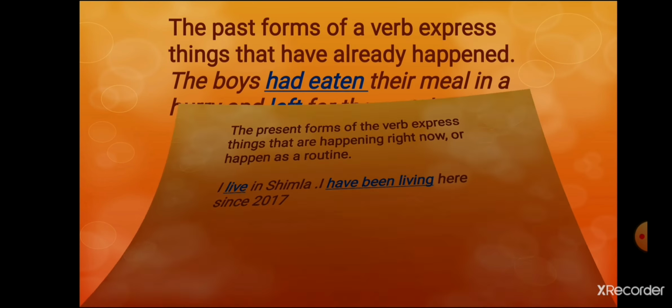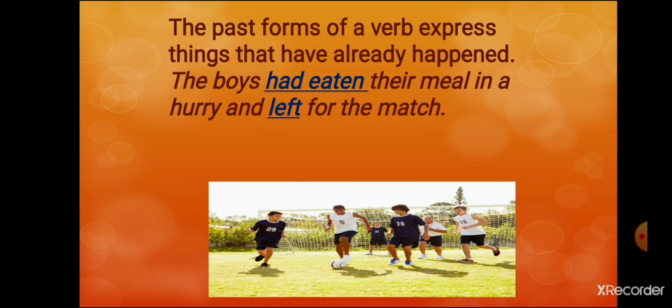Then students, the past forms. The past forms of a verb express things that have already happened. Okay, like the boys had eaten their meal in a hurry. बहुत जल्दी जल्दी में उन्होंने अपना फिनिश कर लिया था जो है उनका मील था. The boys had eaten their meal in a hurry and left for the match. Means the past forms like had eaten or left express things that have already happened.